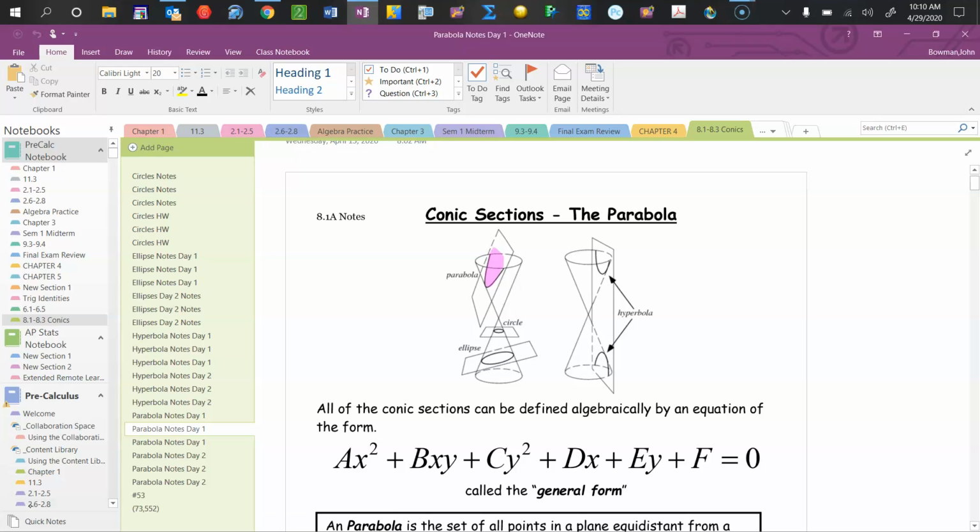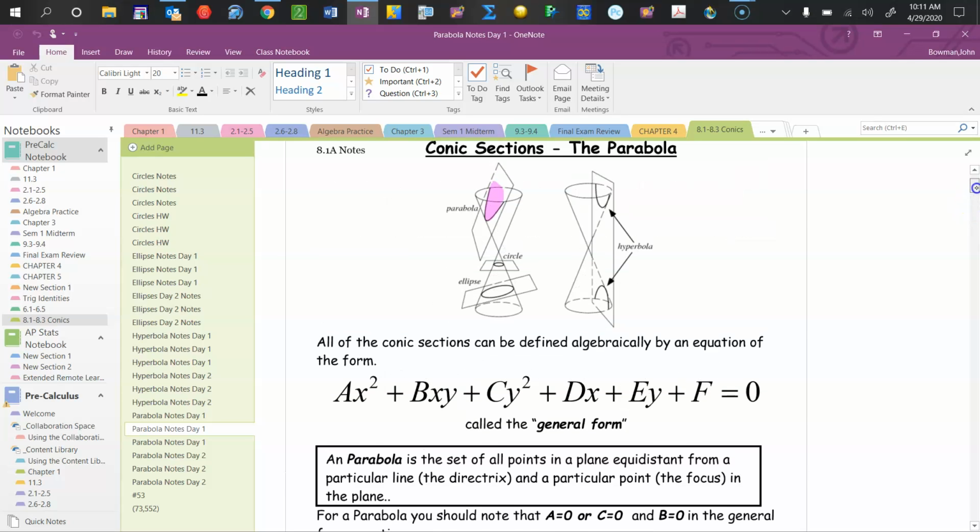The reason that I chose the parabola to go last is actually because it's mostly different than the other ones. In all the other ones, each of them had both an x squared and a y squared term. In the parabola, you're only going to have one or the other, either an x squared term or a y squared term.